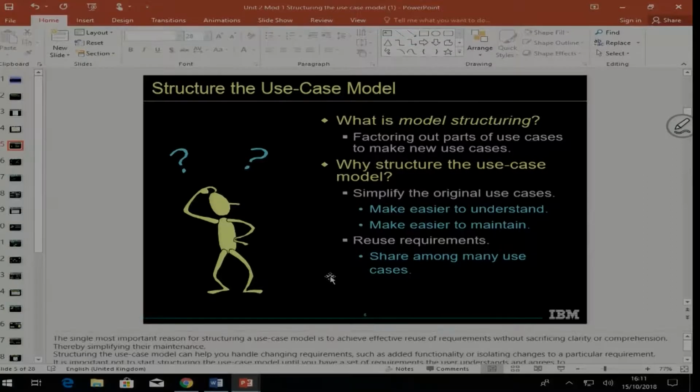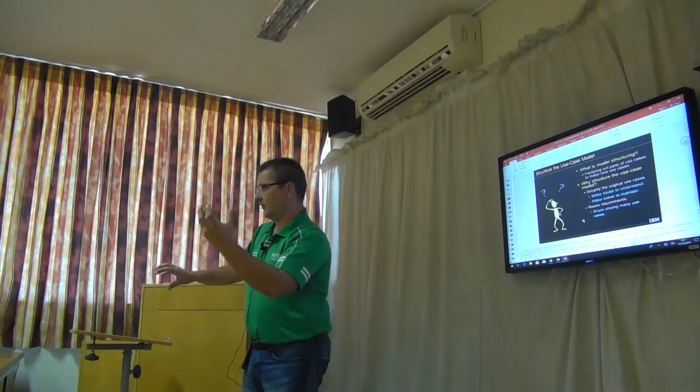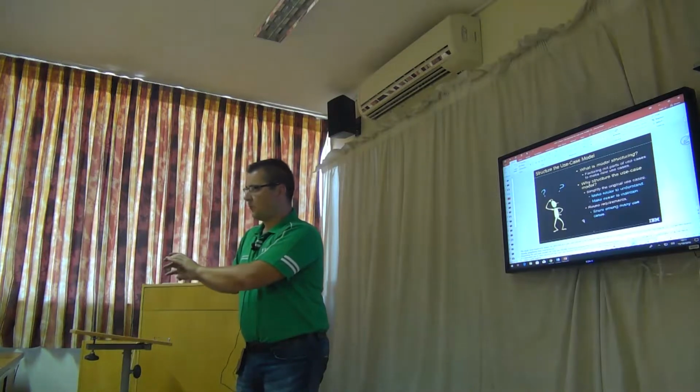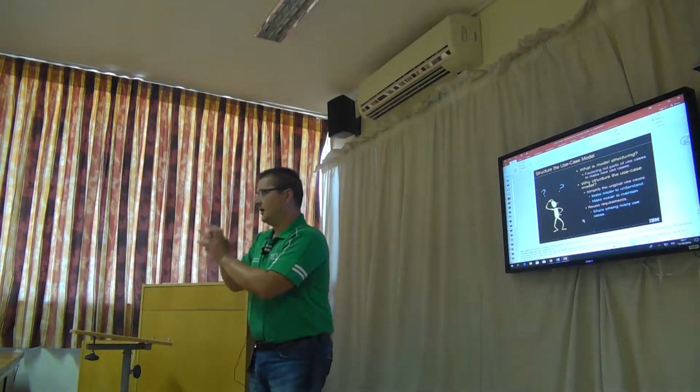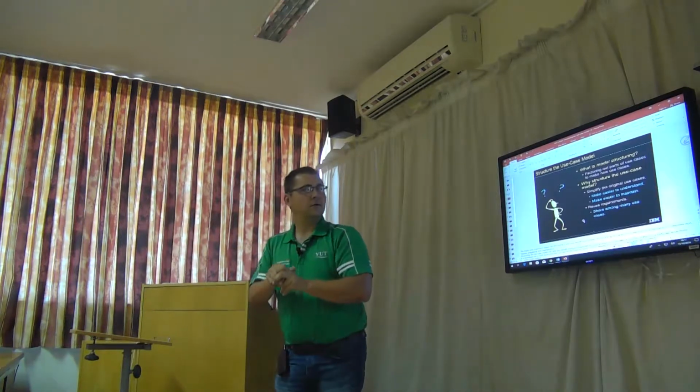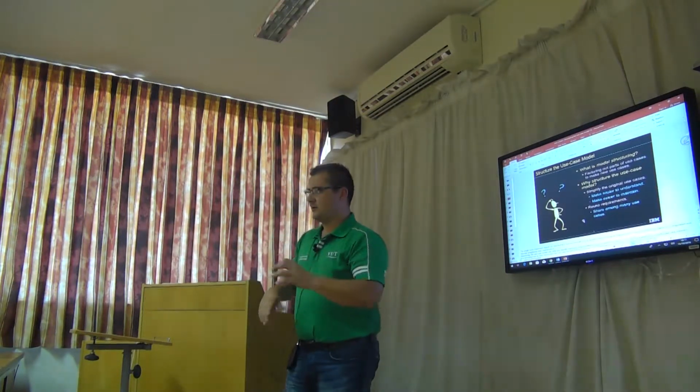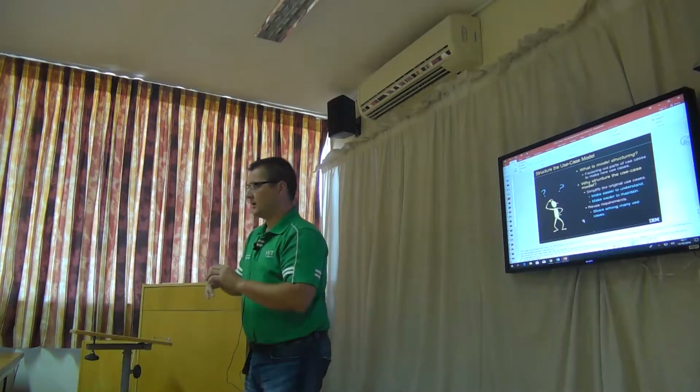So what we are seeing, the rest of it says to us, why do we structure this use case model? Number one, to simplify our original use cases. That means to make it easier to understand, to make it easier to maintain, and thereby later on allowing us to reuse that same requirement again. Take for example that printing. Can another use case now use the printing? Yes, it's another portion sitting there, and it can be used again. Okay, so it allows us to share some functionality between use cases.